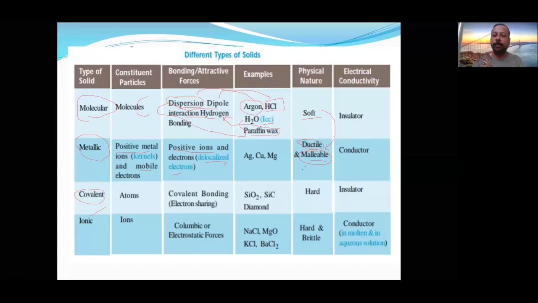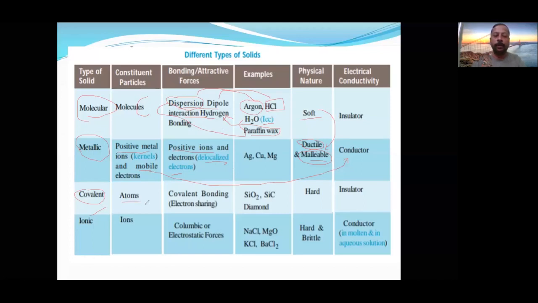Now, because of the mobile electrons, reasoning questions are there. Because of the mobile electrons, they are conductors. Everybody knows that metals are conductors, but the reason is due to mobile electrons. If there are two options, electron and mobile electron, then the most appropriate answer will be mobile electron, because for conduction, movement of charges is required. So that mobile word is essential. Next, coming to the covalent solids. So here we are going to have atoms.